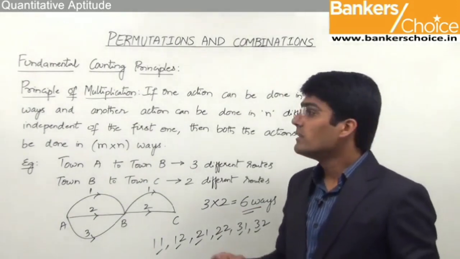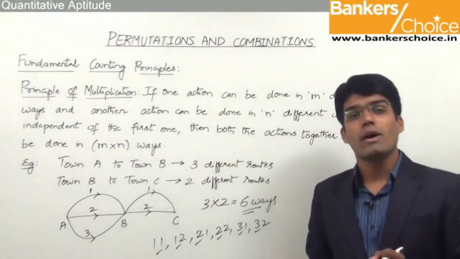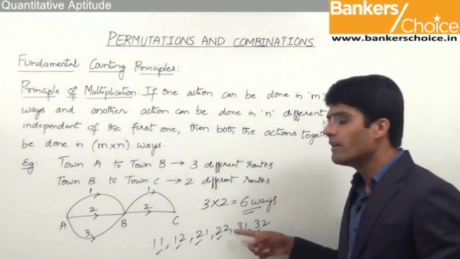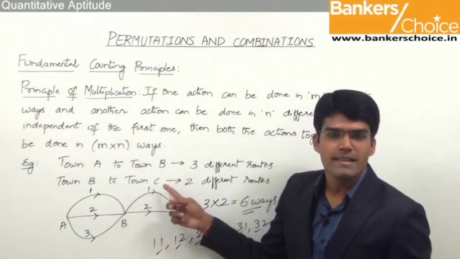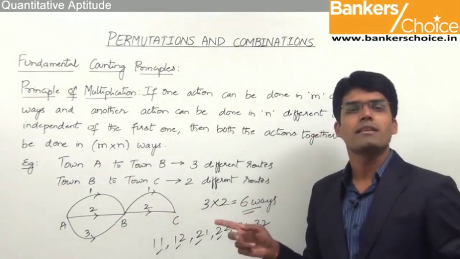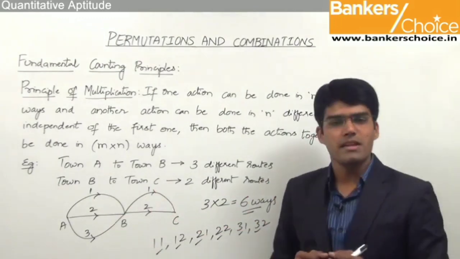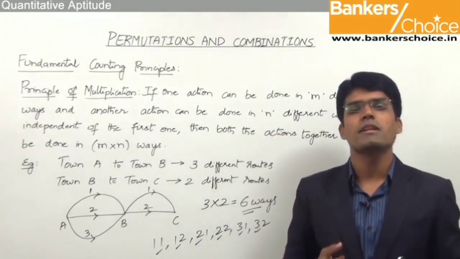So this is how the fundamental principle of multiplication can be used to find out the required answer without actually counting the number of ways. As you can see, this is not required to find out the answer. We can simply say the first action here can be done in 3 ways, the second one can be done in 2 ways. So both together can be done in 3 into 2 ways. The principle of multiplication here is applicable not only for 2 actions but also for more than 2 actions.